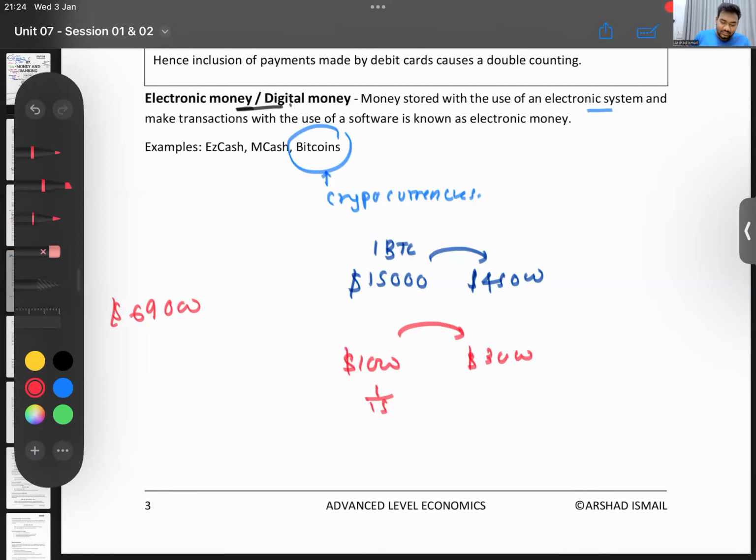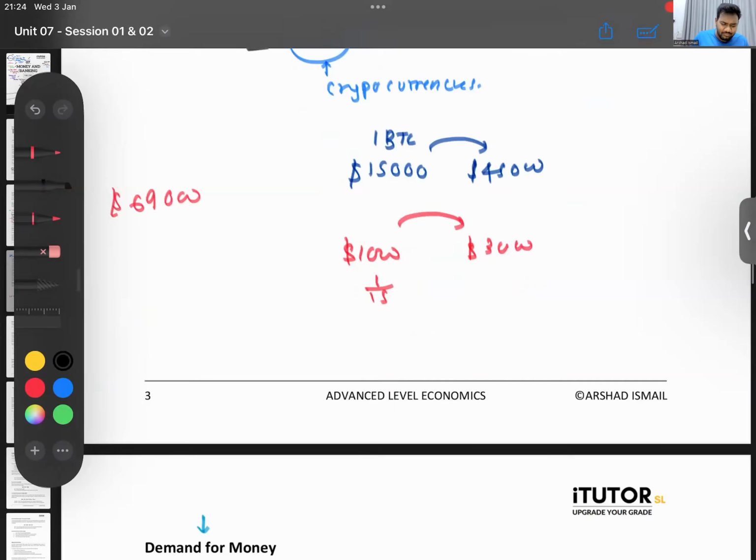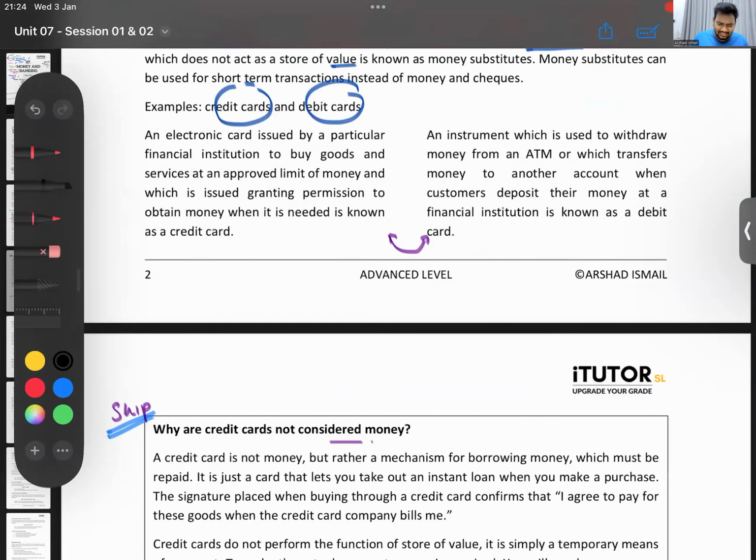Okay. Now, those are what we call electronic or digital money. Apart from Bitcoins, as you have all seen in Sri Lanka, we have eZ Cash and mCash. Those are all electronic or digital money. So those are the different types of money. Is that part okay, guys? Very easy, no?